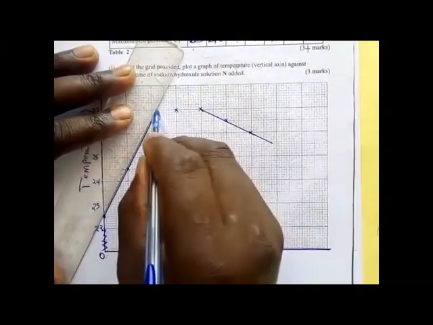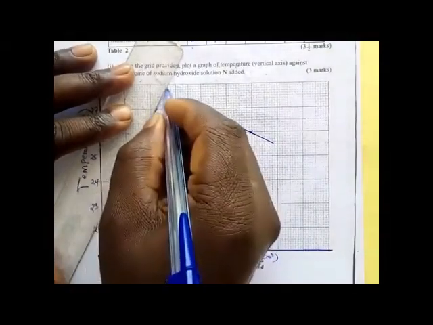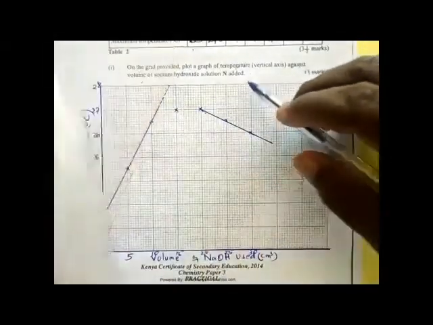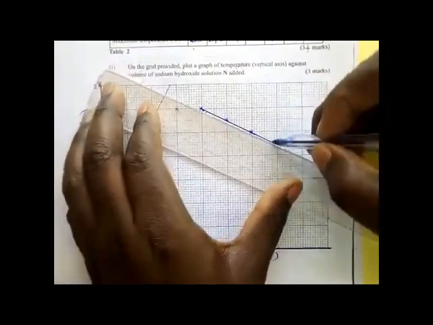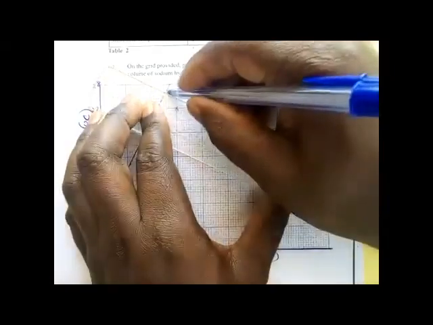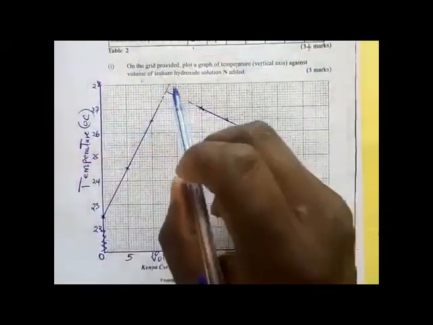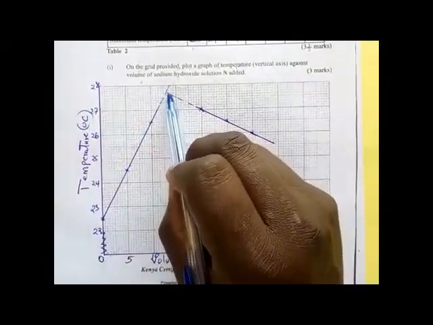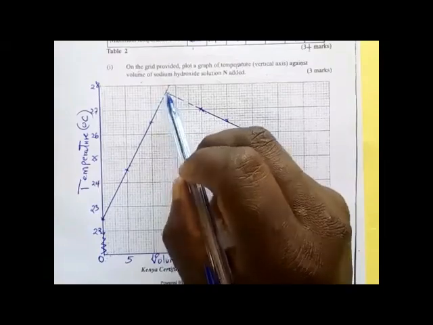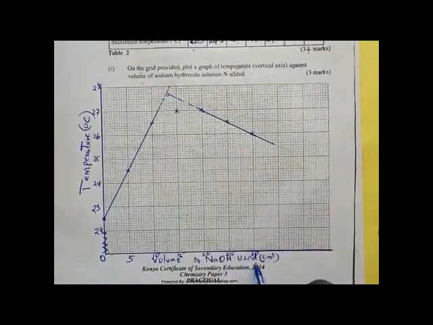Yes. Once we have reached where we have the constant, we extend the line using a dotted line. We extrapolate the line. We extrapolate this line also until it meets that one. Very good. Now, where the two extrapolated lines meet, that is the maximum temperature reached, and we can get the volume of sodium hydroxide N used.